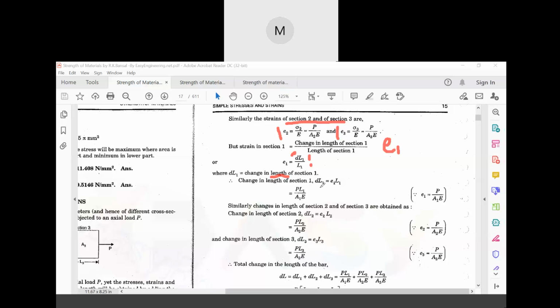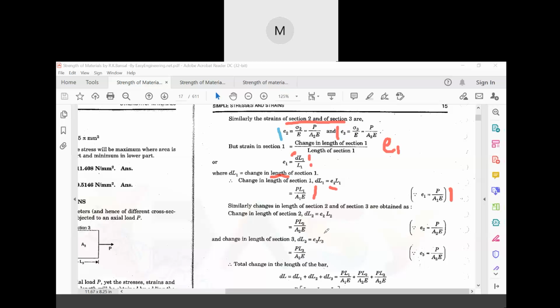Then we can write like this now. This dl1 is equal to E into l1, which is the change in length. So change in length dl1 equals E1 L1, equal to P L1 by A1E, because E1 equal to P by A1E again we know. Here we just found out for E2, P by A2E. So E1 equal to P by A1E, then E2 equal to P by A2E, and E3 equal to P by A3E.